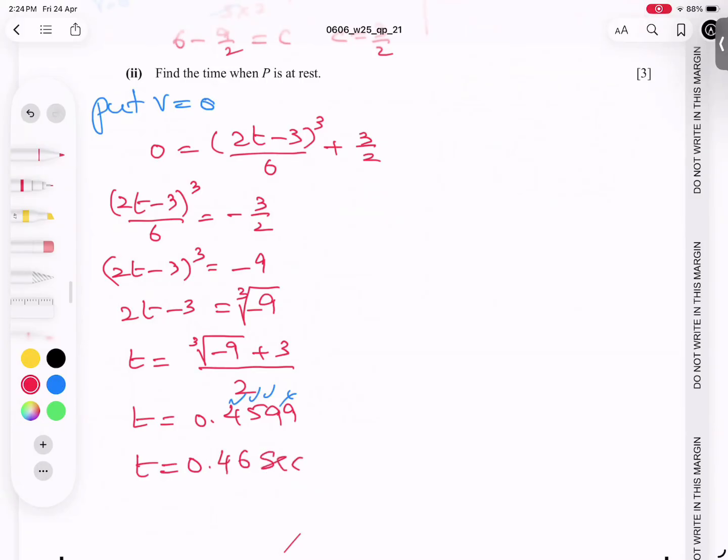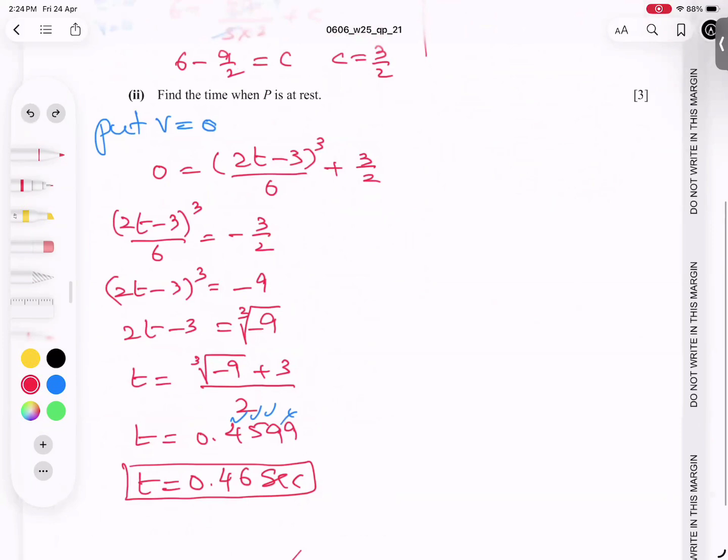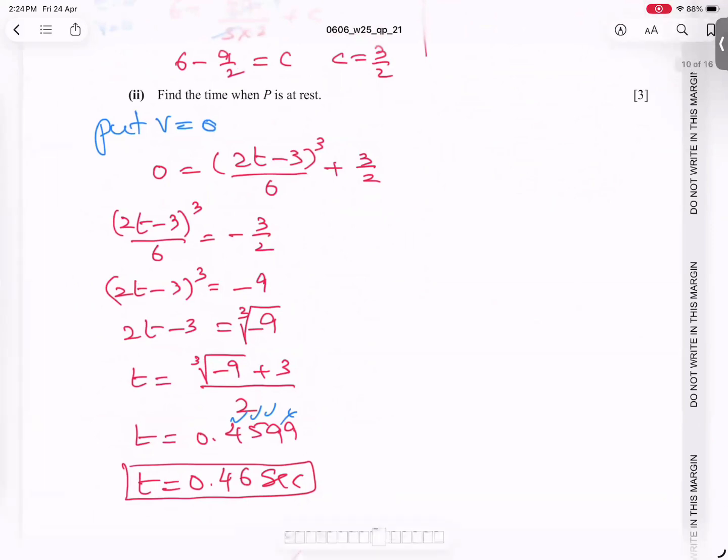And what he was asking from us, find the time at rest. Sometimes he asks you the velocity also. Then we will plug that time back into the velocity expression to get the velocity. Clear? So I think this part is clear, students. We have done it. Next, go to the next page.